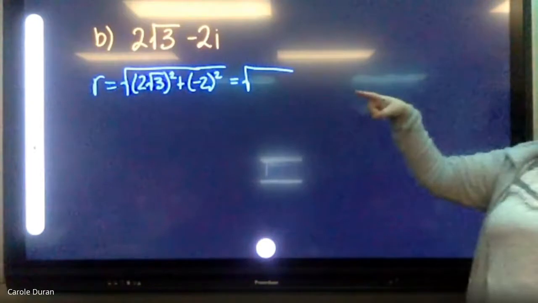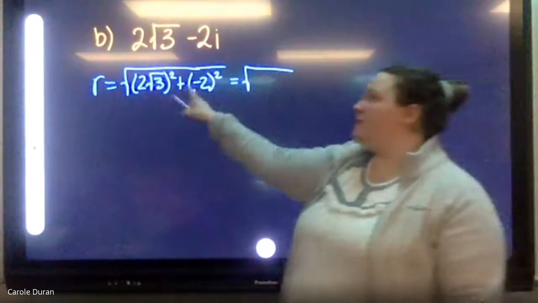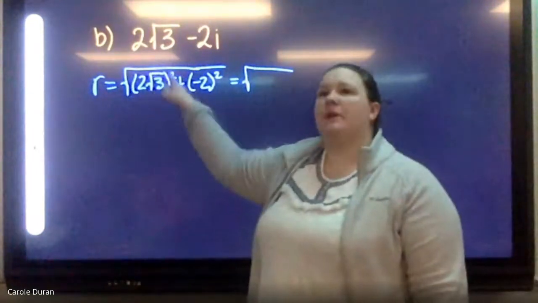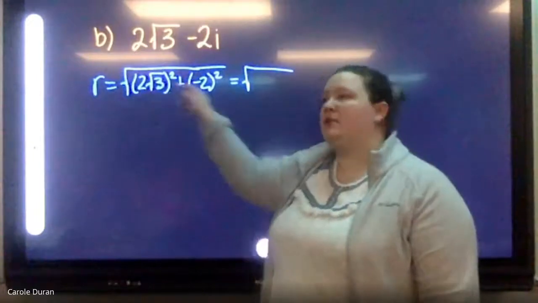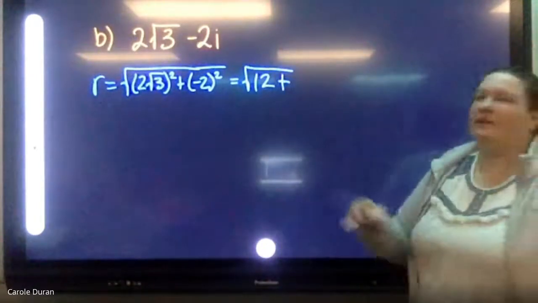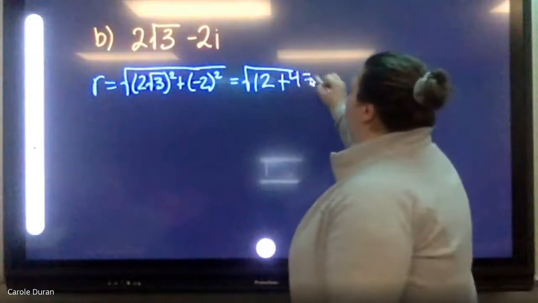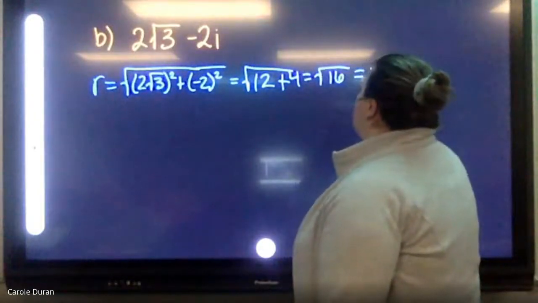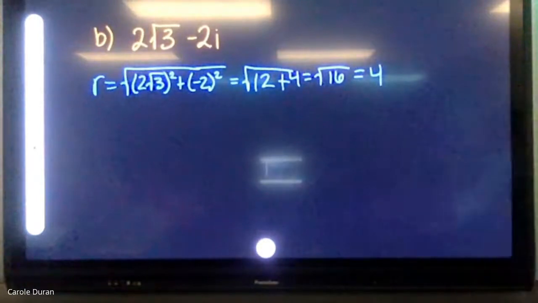We square the 2 and we square the square root. When I square the 2, it becomes a 4. Square the square root, it becomes a 3. 4 times 3 is 12. Negative 2 squared is 4. So I get the square root of 16, which just equals 4. So my r value here is 4.